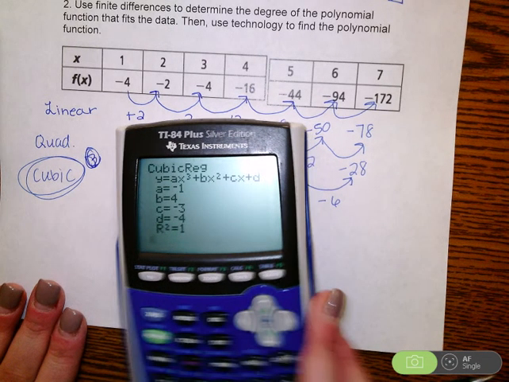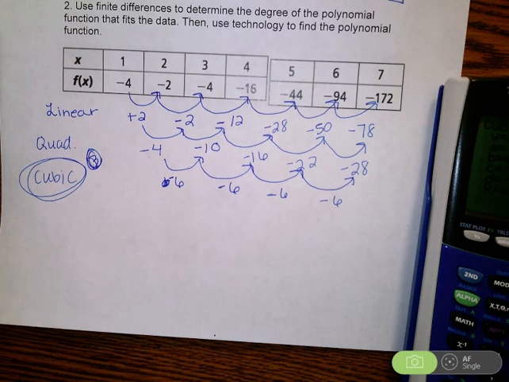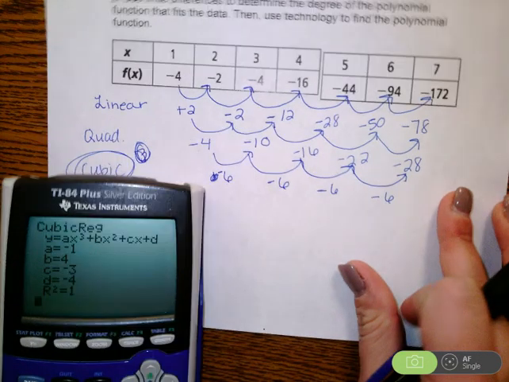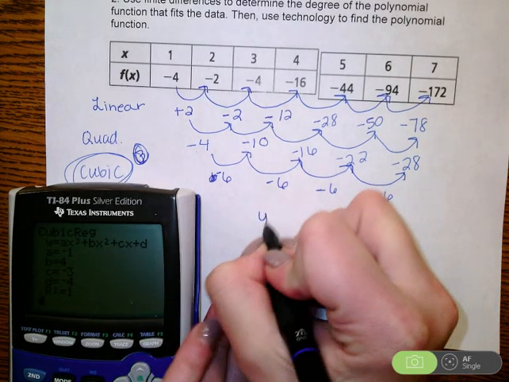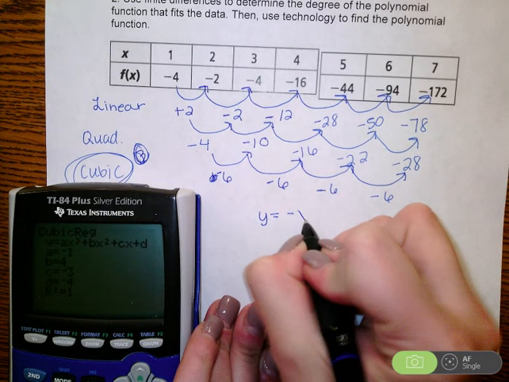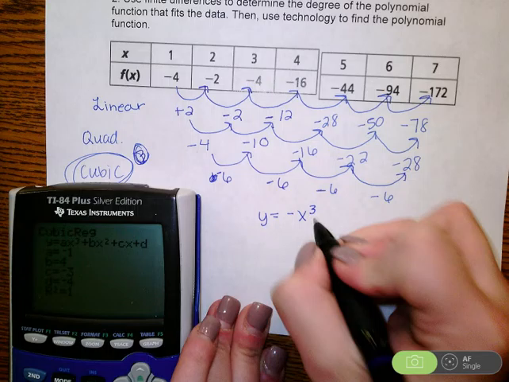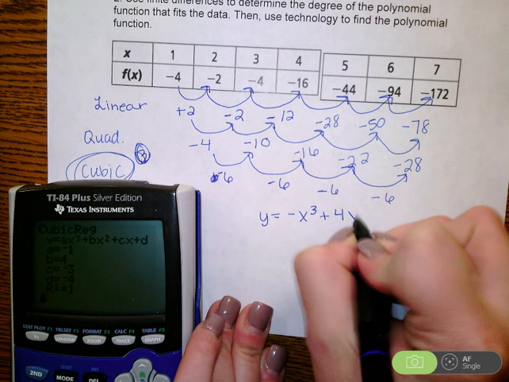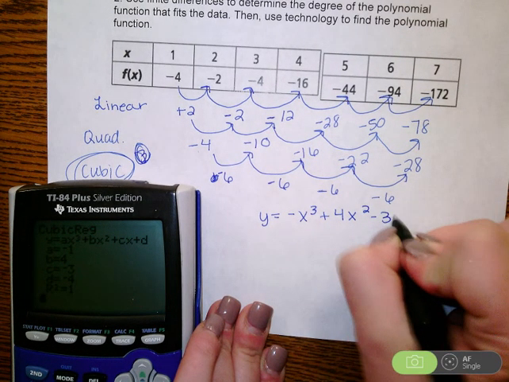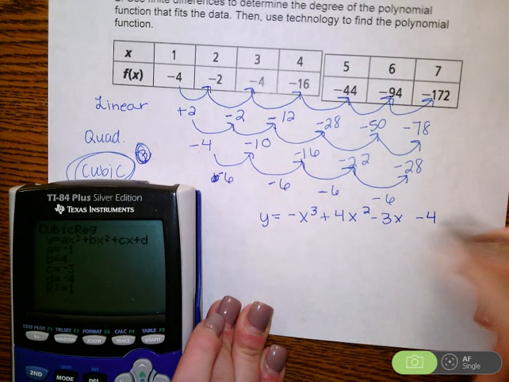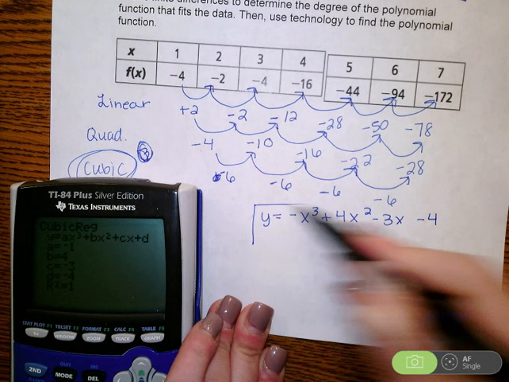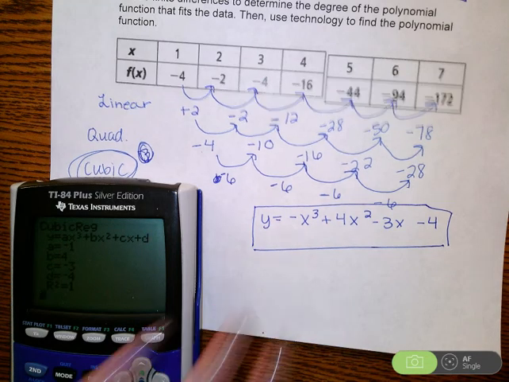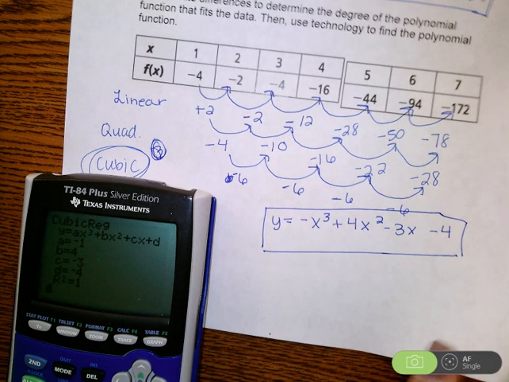So now we can write the polynomial with those coefficients there. Our a value is -1, so we have y equals -1x cubed plus 4x squared minus 3x minus 4. And that is all that you got to do. Pretty simple. Beautiful. One more.